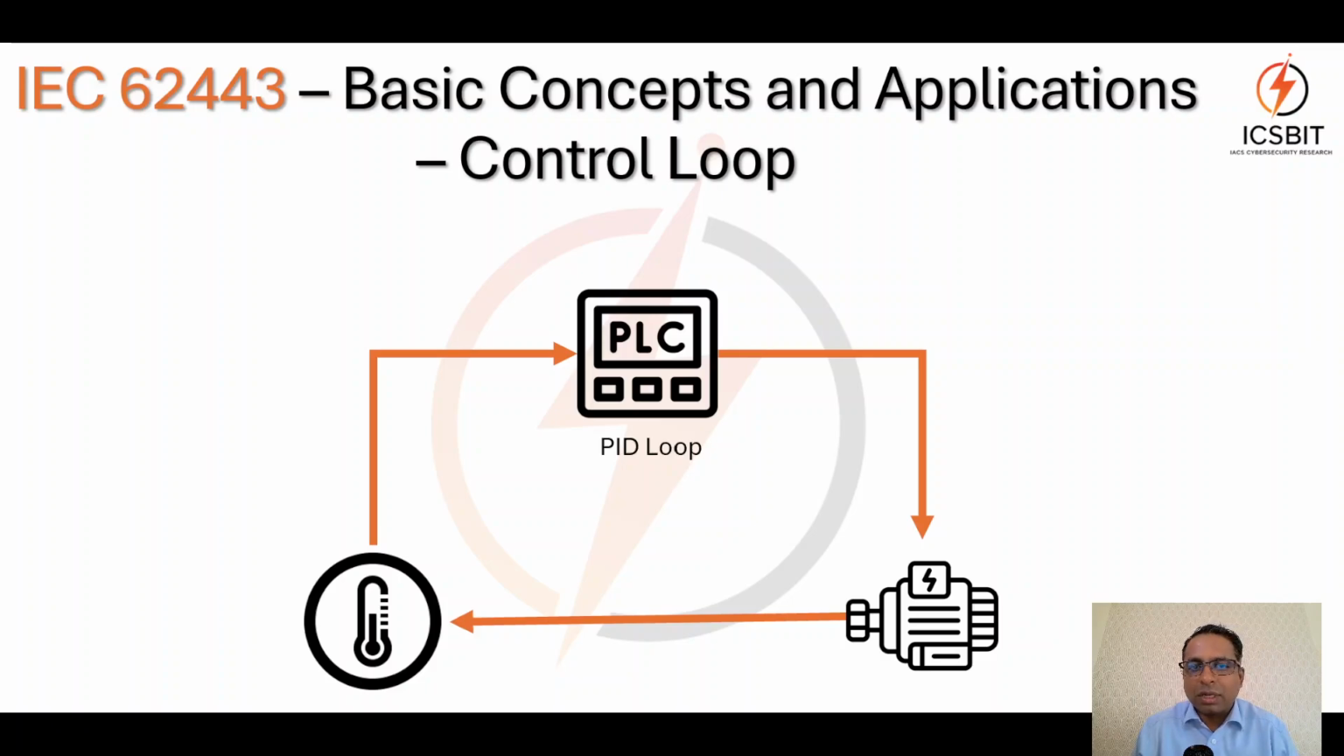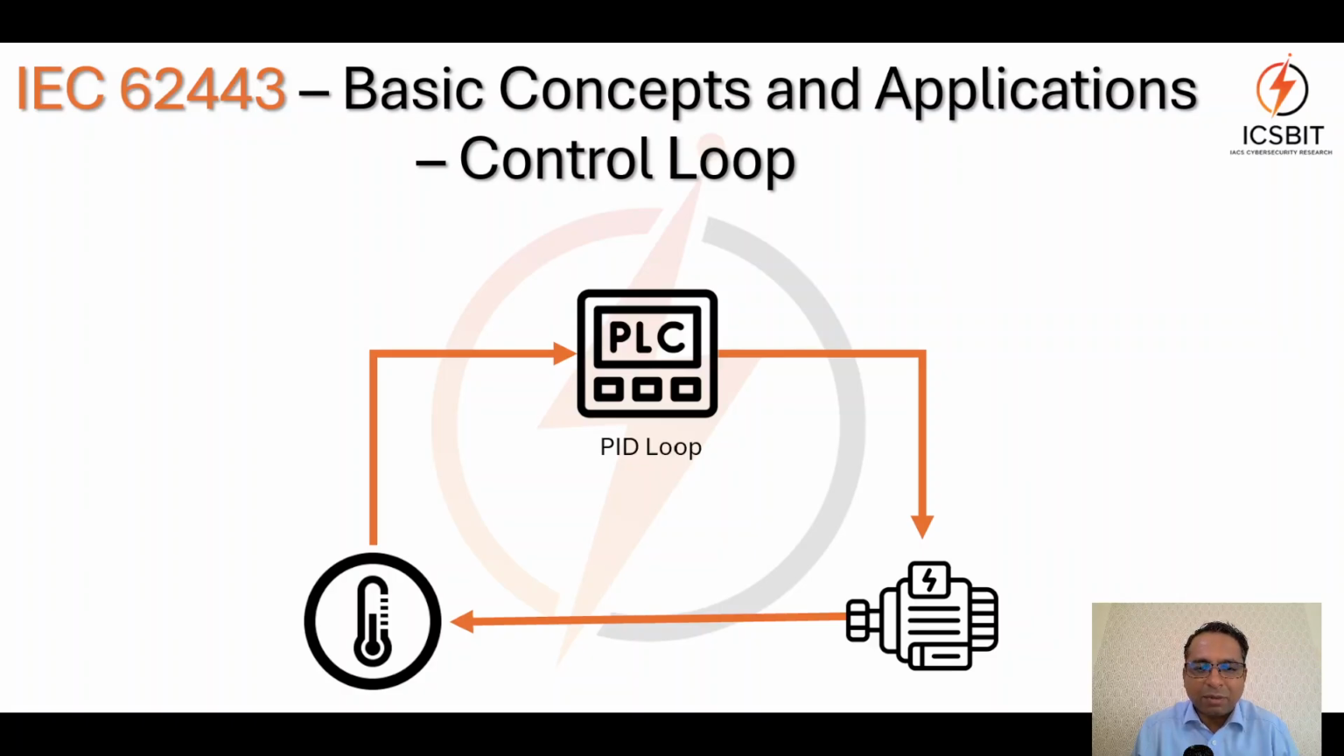So the control loop, we are talking about level 0 and level 1. All the higher levels, level 2, 3, 3.5 and even level 4, are designed to assist or help in automation of this control loop. In a control loop we have three parts: sensing, controller and actuation.